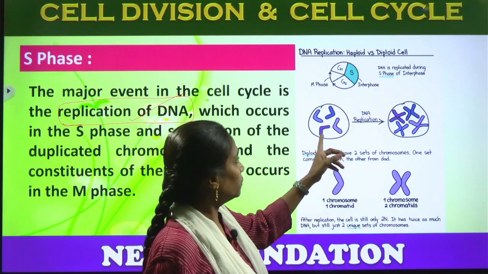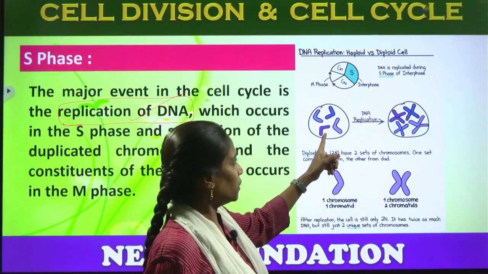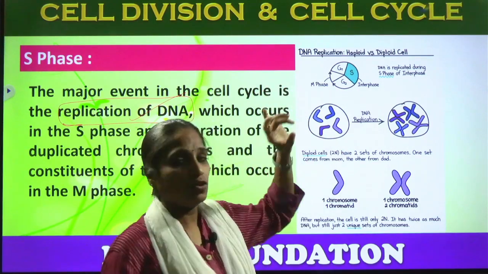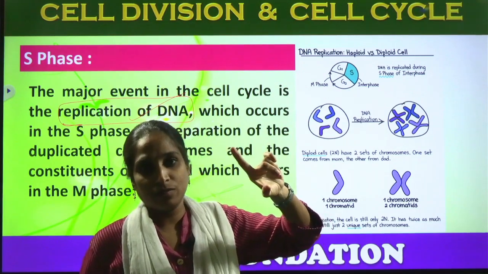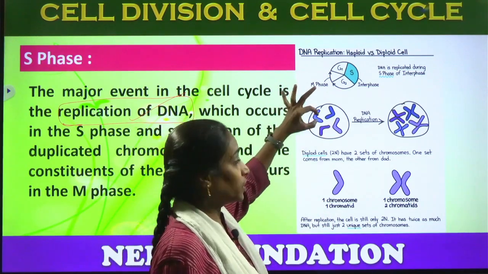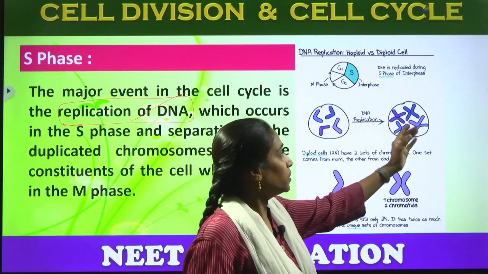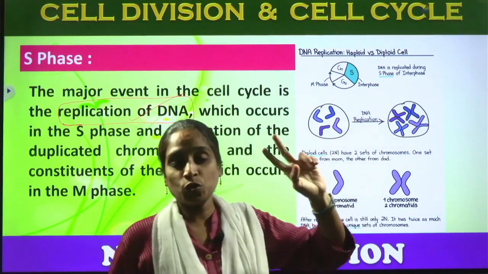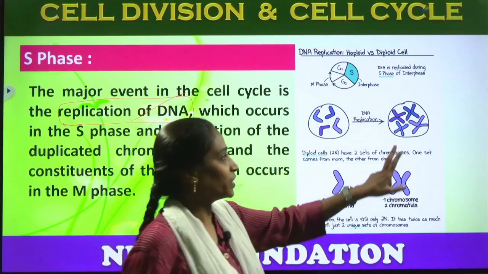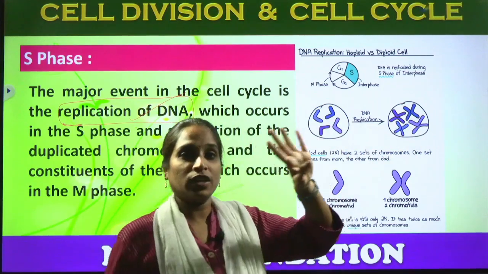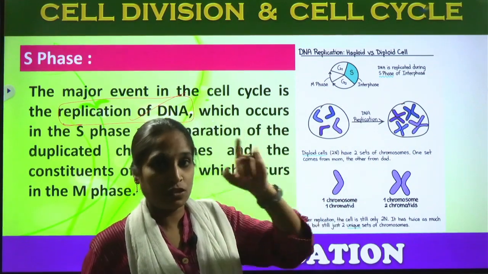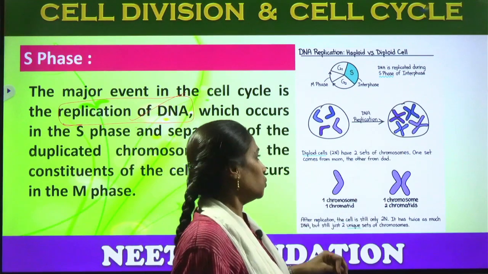So, let us see here. Before the replication process, the chromosome is only single, meaning only a single chromatid is present, and after that we can observe 2 chromosomes. With a centromere, we can observe the 4 chromatids. In the absence of a centromere, there are 2 chromatids.